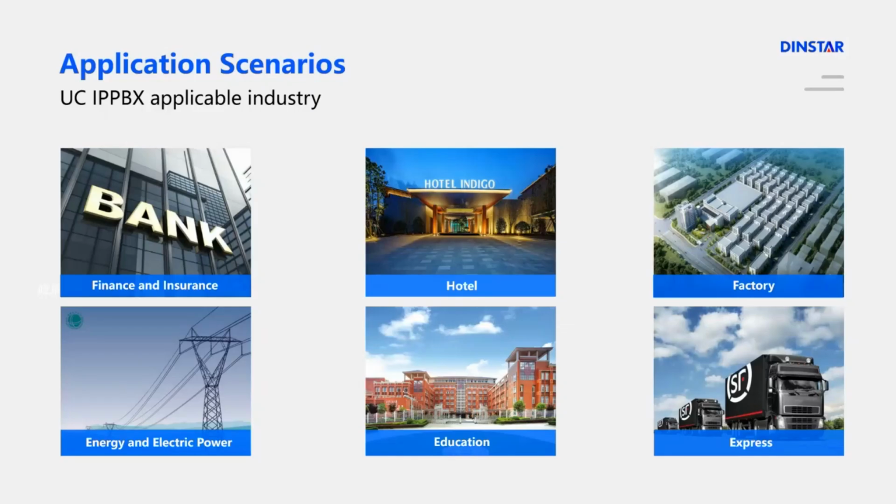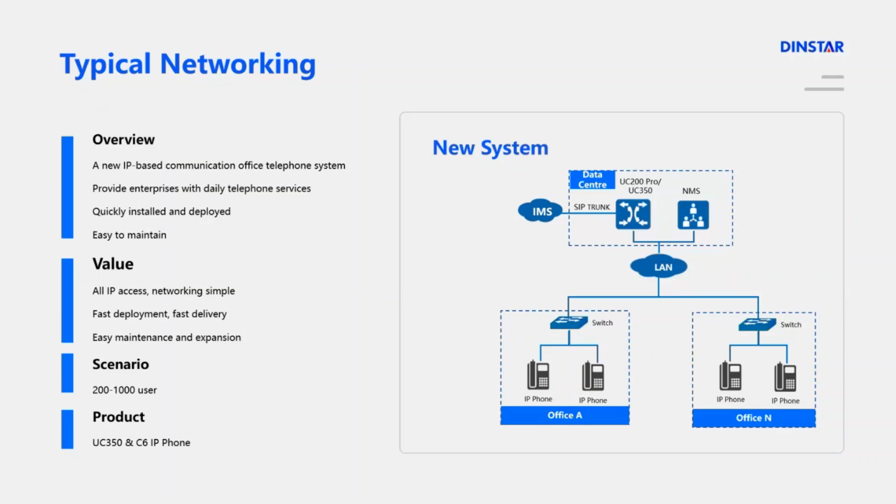Yeah, we have two core deployment models. The first one is the new all-IP system, and this is for businesses building a communication system from scratch. You can connect the IPBX to the LAN, pair it with IP phones, and link it to the outside world with SIP trunk access. It's all IP, so the networking is simple, the deployment is fast, and the maintenance is very easy. It's very suitable for 200 to 1000 users.